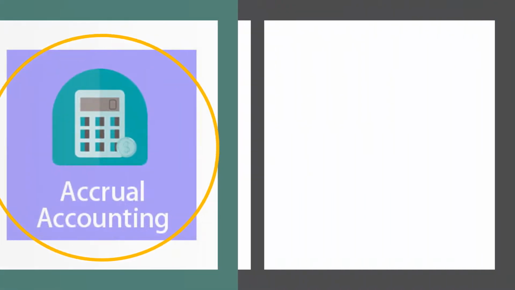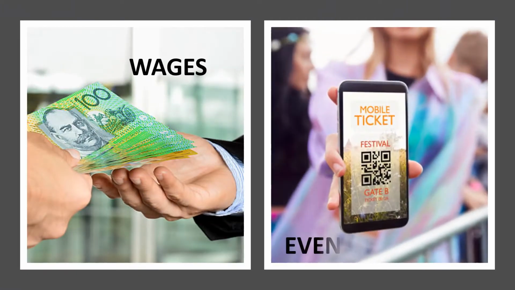A simple example is wages that are recorded when they are earned regardless of when payday is, or, for expenses, event tickets that are recorded when the event is attended regardless of payment date.